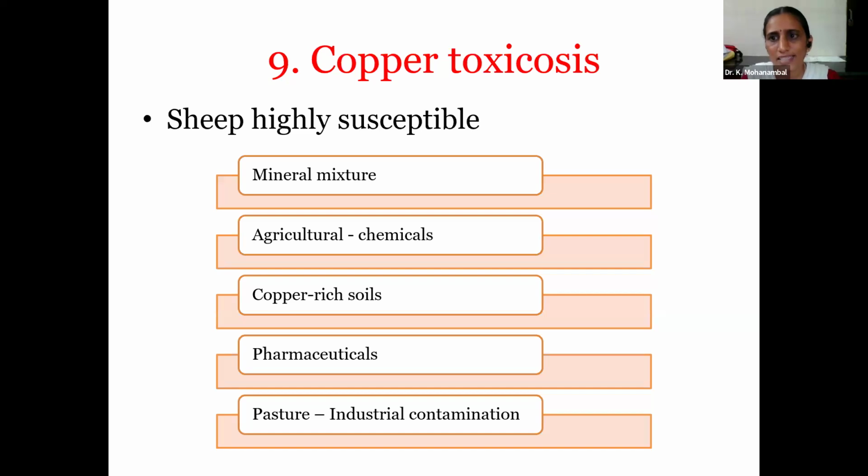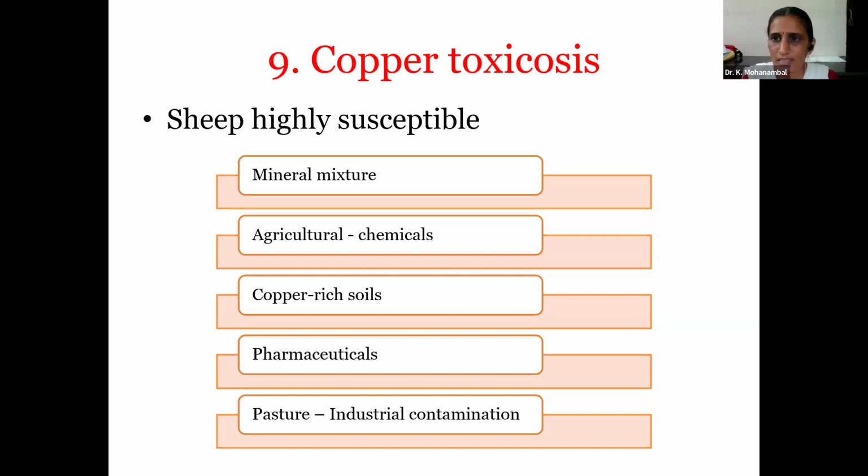Copper toxicosis, as I told earlier, is why I have taken this topic: it is a rare toxicosis. It will mimic the clinical signs of leptospirosis and babesiosis because chronic copper toxicosis affects the liver. Liver damage will lead to icteric changes in all the mucous membranes: the conjunctival mucous membrane, vaginal mucous membrane, and penile mucous membrane.